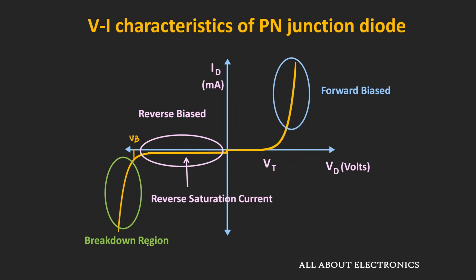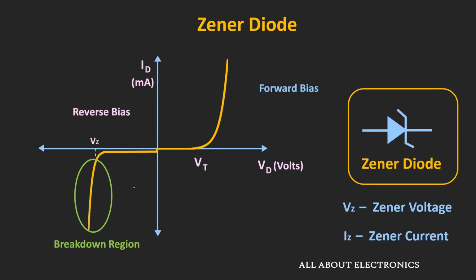And for a normal diode, this region of operation should be avoided. But there are some diodes which are meant to be used in this breakdown region, and these diodes are known as the Zener diode. So here is the symbol of the Zener diode, and if you see the VI characteristic of the Zener diode, it looks quite similar to the normal diode.